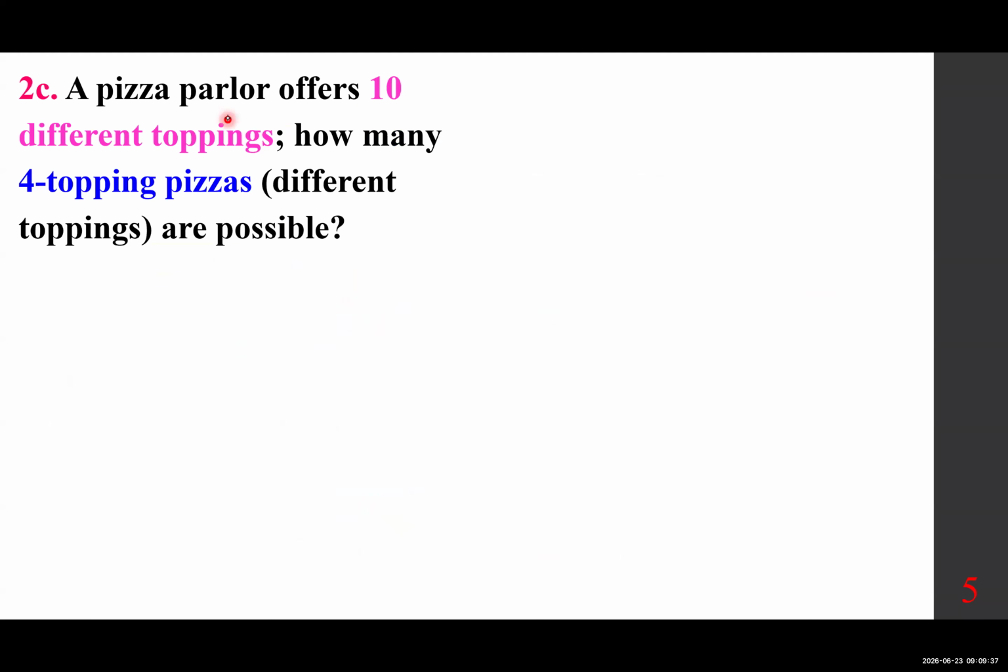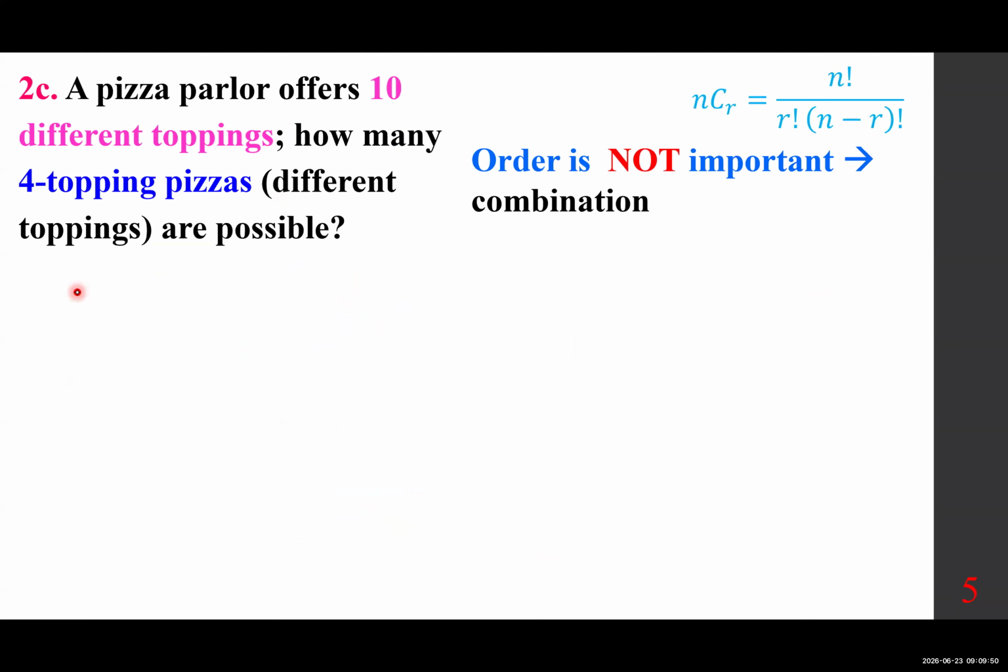A pizza parlor offers 10 different toppings. How many 4-topping pizzas, different toppings, of course, are possible? Order is not important. It's a combination. So we're going to use this formula: 10 C 4, 10 factorial over 4 factorial times (10 minus 4) factorial.